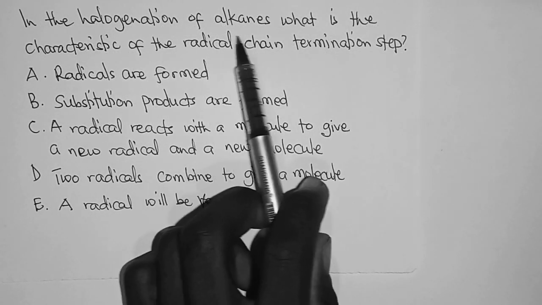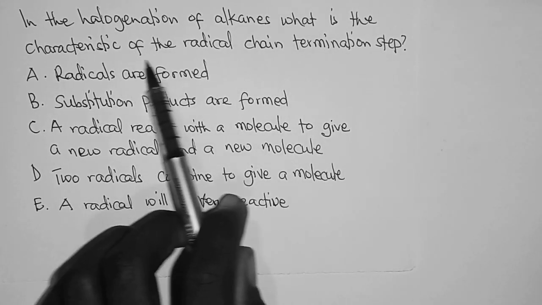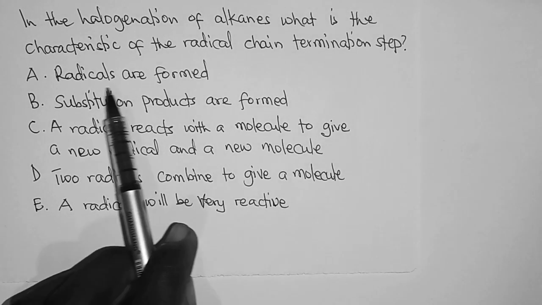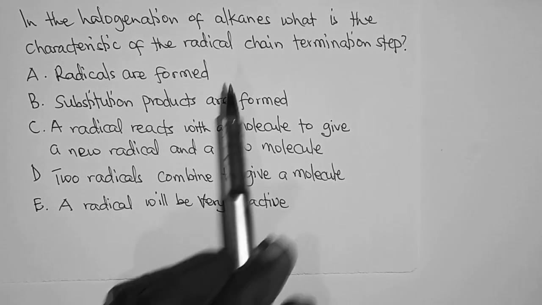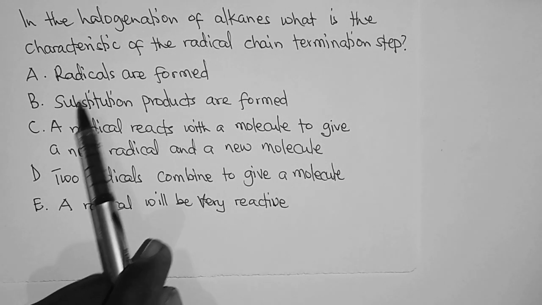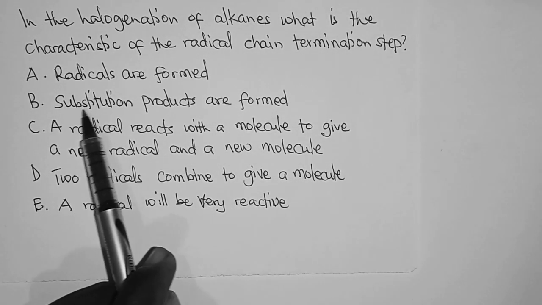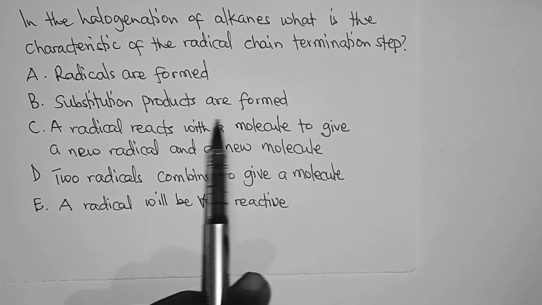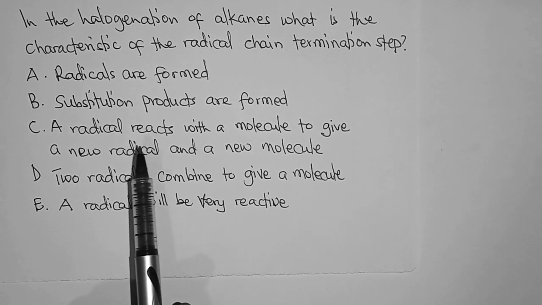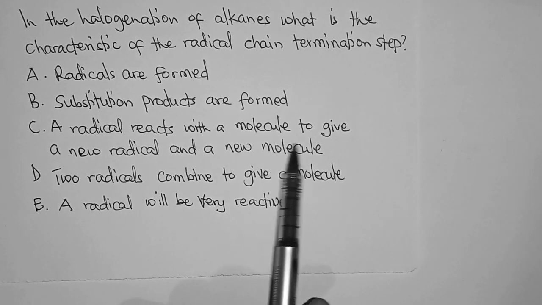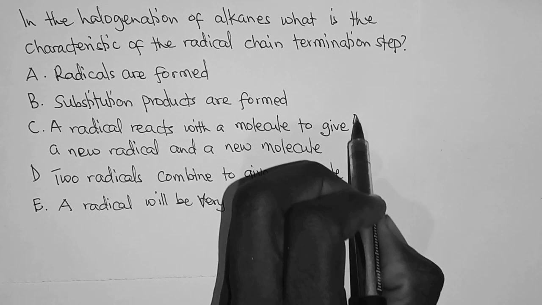In the halogenation of alkanes, what is the characteristic of the radical chain termination step? A. Radicals are formed. That is at the initiation step, not at the termination step. Then B. Substitution products are formed. That is also not a strong enough answer. And then C. A radical reacts with a molecule to give a new radical and a new molecule. I'm talking about the propagation step here.